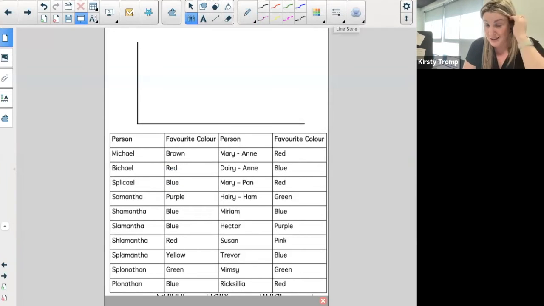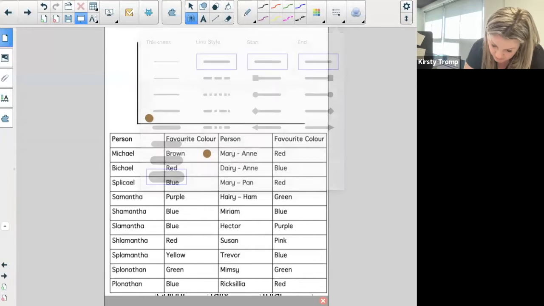Okay, and I'm going to go see how many browns I have. So I have one. Looking through my list, I don't see any more. So I'm going to go to my dot plots, and I'm going to do one brown dot.